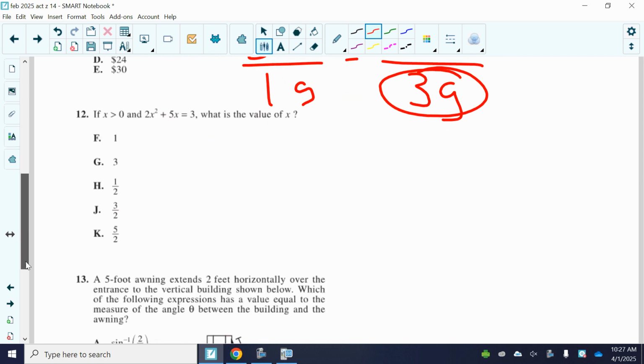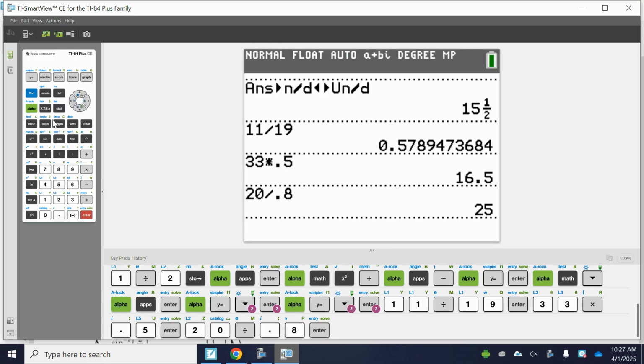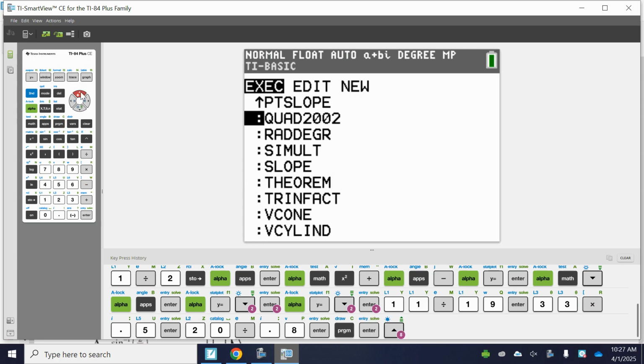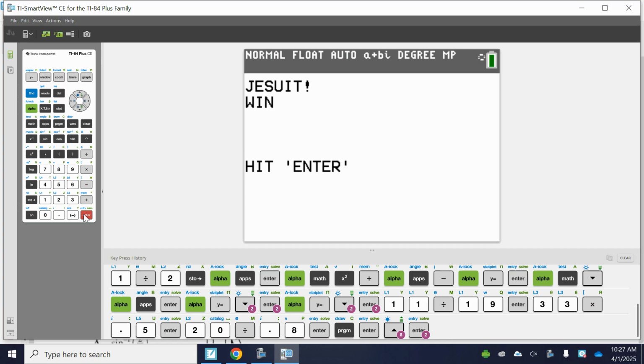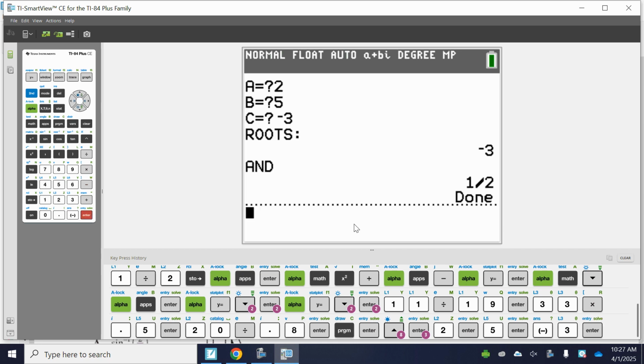If you're bad at factoring, great. Use my quad 2002. Set it equal to 0. Why is it a quadratic equation? Because it's got an x squared. So everybody, join in with me in finding quad 2002. And all you have to do is hit the x, 2, 5, and wasn't the c -3 after I moved it? I hope. And the roots are -3 and 1/2.